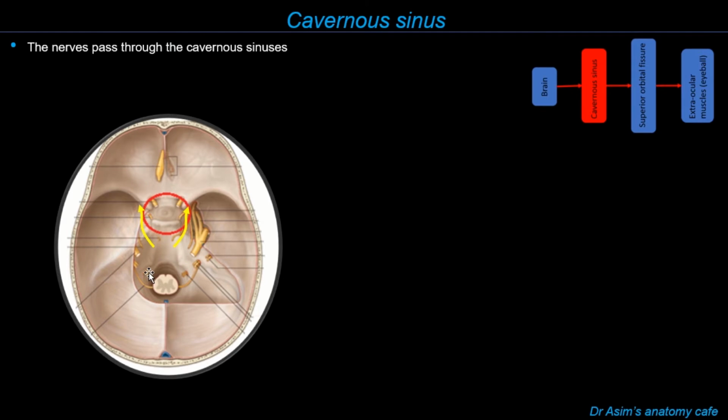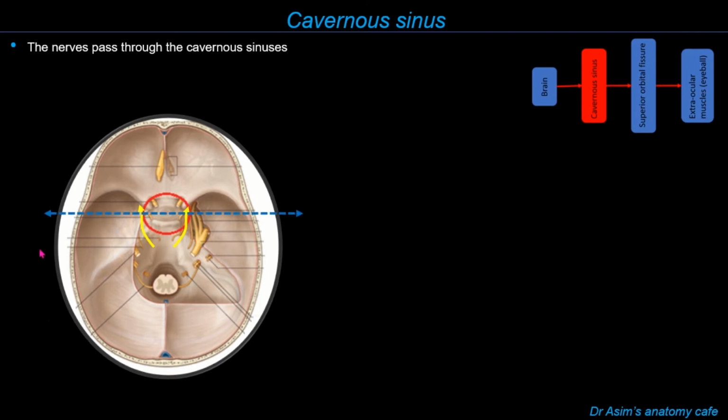The nerves, when they pop out from the base or the ventral aspect of the brainstem, are going to travel forward on either side of the sella turcica, shown by these yellow lines over here. That's the course which the nerves are going to adopt when they pop out from the ventral aspect of the brainstem, passing on either side of the sella turcica through the cavernous sinuses.